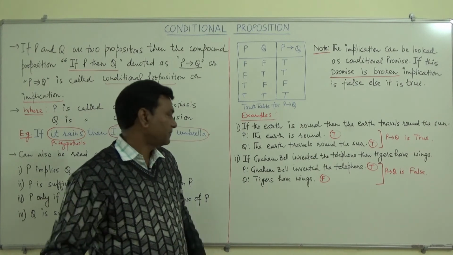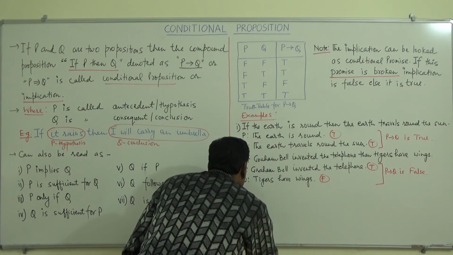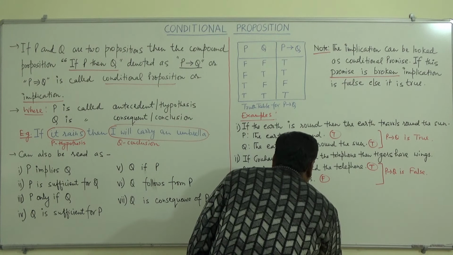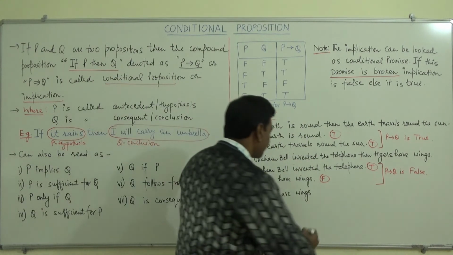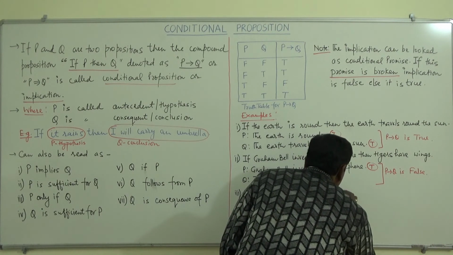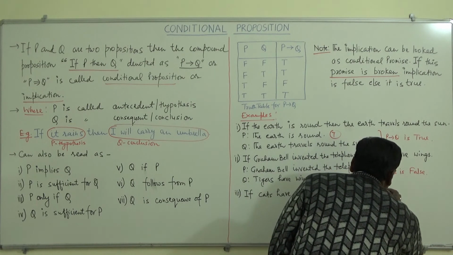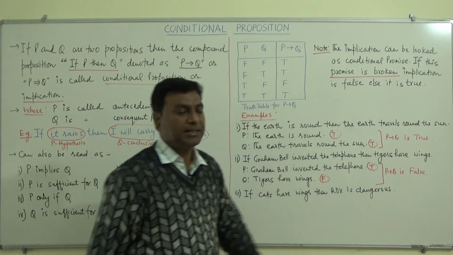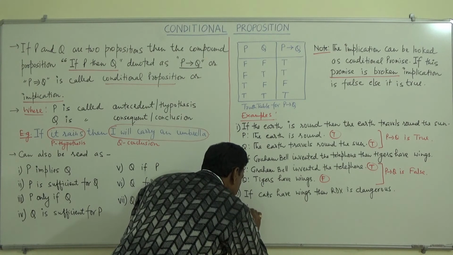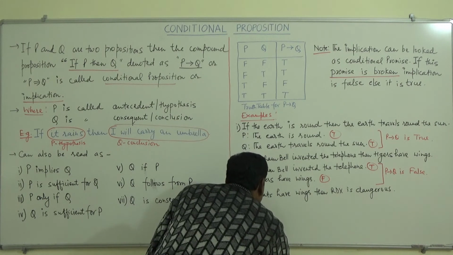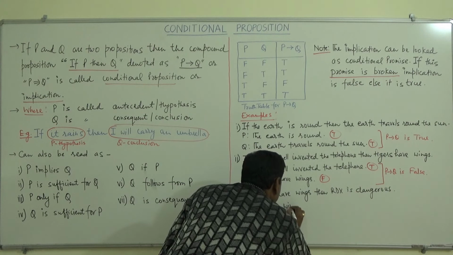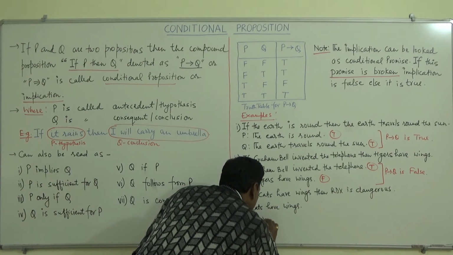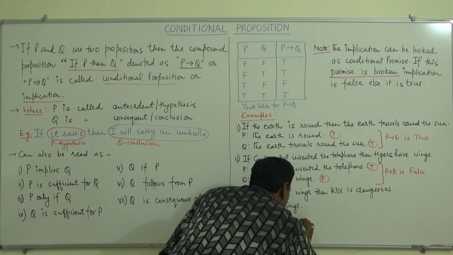Now we will see the third example. The third example is: if cats have wings, then RDX is dangerous. Now P denotes cats have wings, and Q denotes RDX is dangerous.